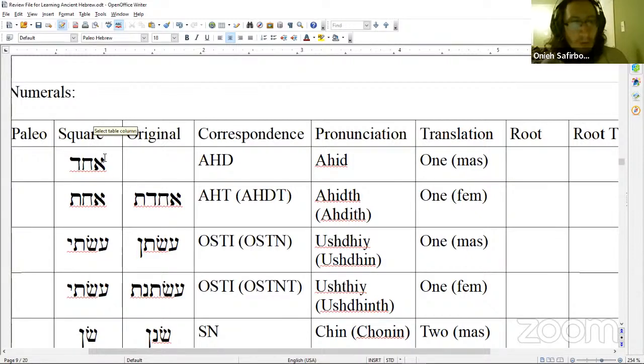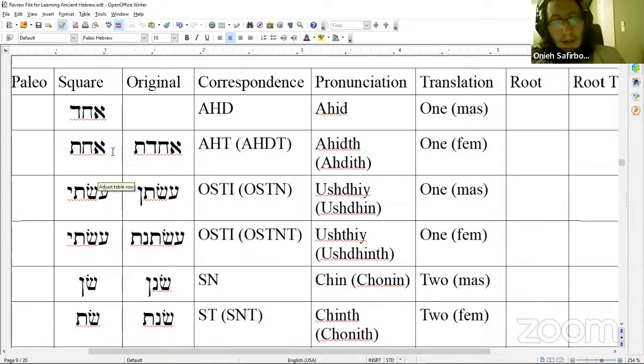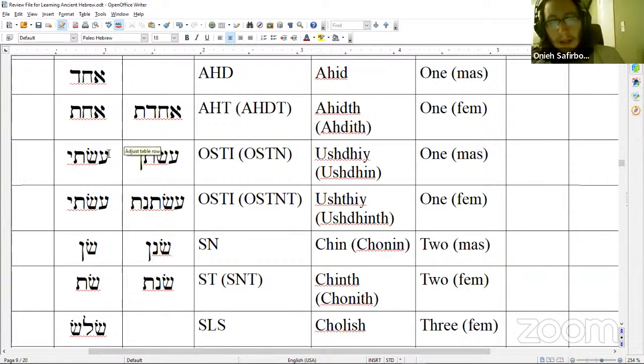So we have numerals, achid, which means one, masculine form, and the feminine form is ahit, originally Adith. Then the original form of one was Ushti, originally Ushdin. And for the feminine, it's Ushti in the Bible, but Ushdin for the feminine in the original Hebrew.